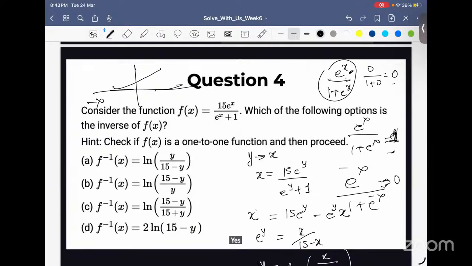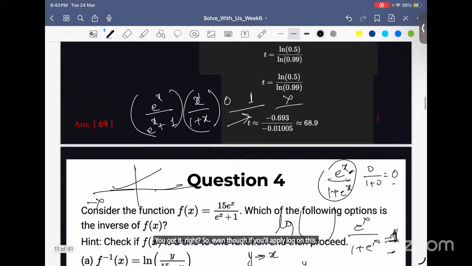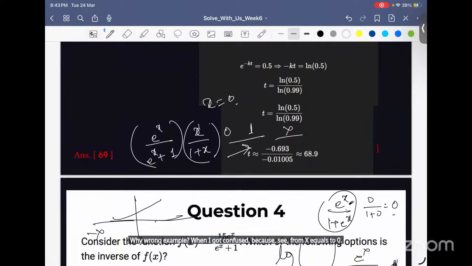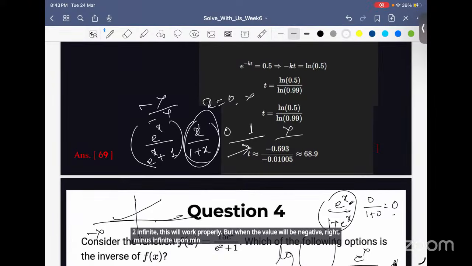You got it, right? So even if you apply log on this, it will be increasing. That doesn't work on this. So this was a wrong example. Why a wrong example? I got confused because from x equals 0 to infinite, this will work properly. But when the value is negative, minus infinite upon minus infinite, again it will also be close to 1, right? So it will not work from minus infinite to 0. So it will again be a decreasing function. That's why this example will not work.